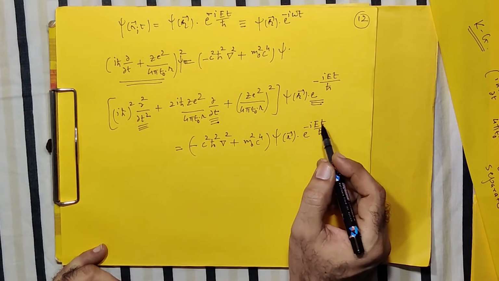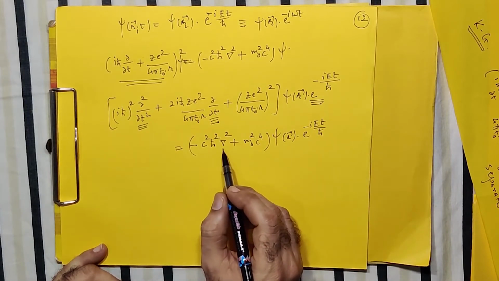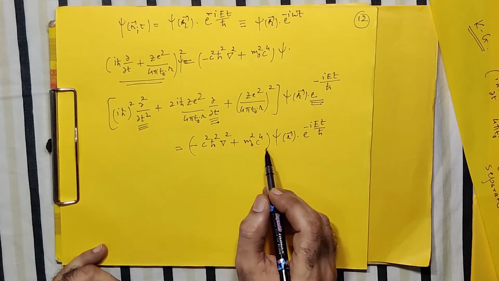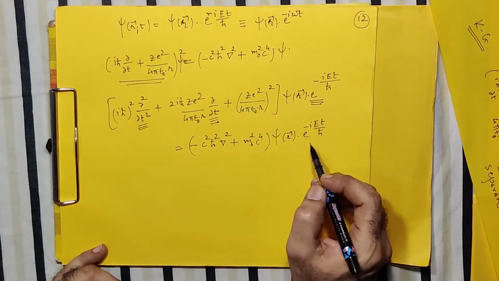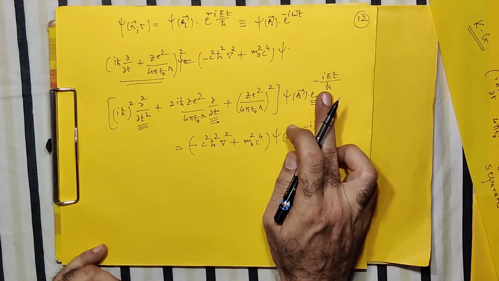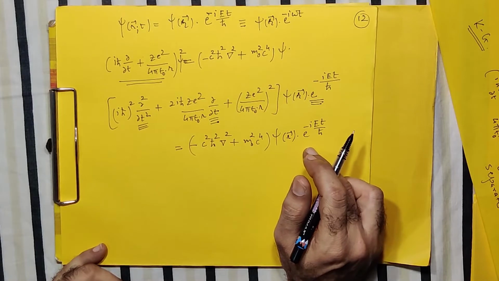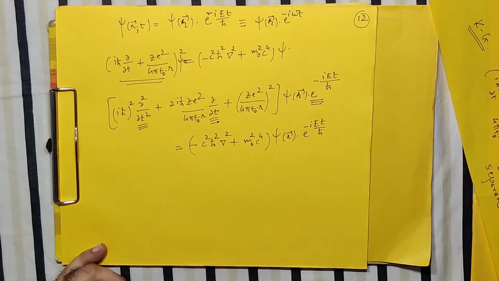Whereas on the right hand side, you can see there is no time factor. This nabla square is a space dependent part, and therefore there is no time factor. So from both sides, even after doing this differentiation, this exponential term will be common on both sides, so that in the next step we can cancel it out.